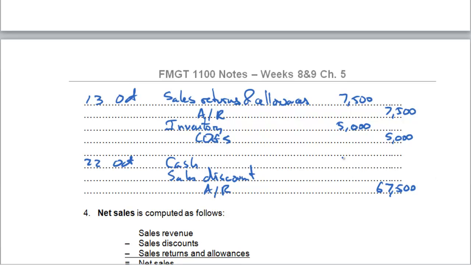The discount was 2%, 2% times the $67,500, which is $1,350. And so cash becomes $66,150 to make the entry balance. We'll carry on in the next part of the lecture, part 2.